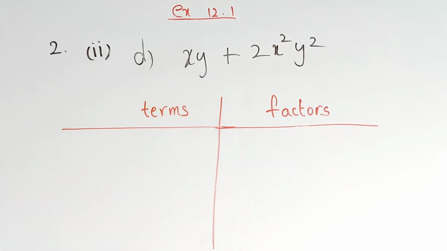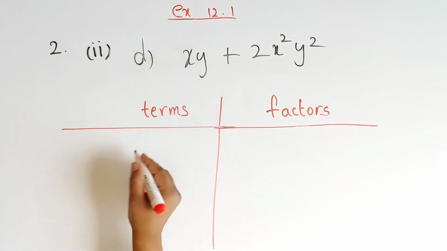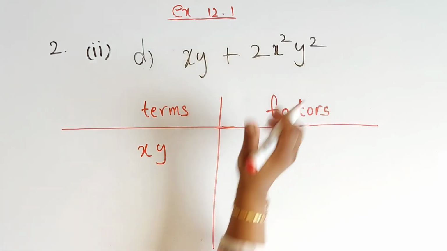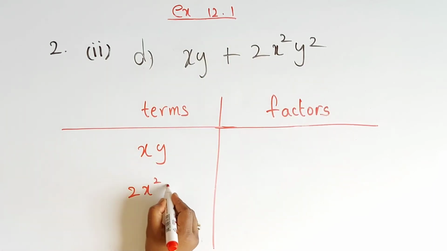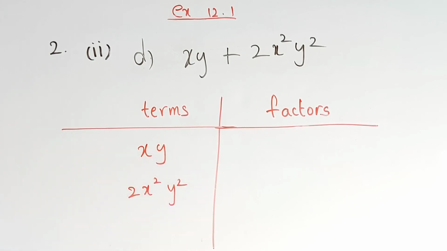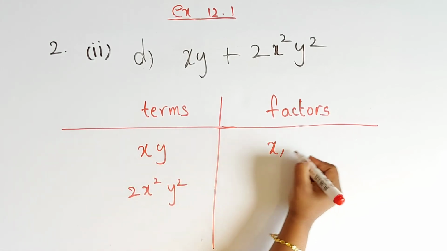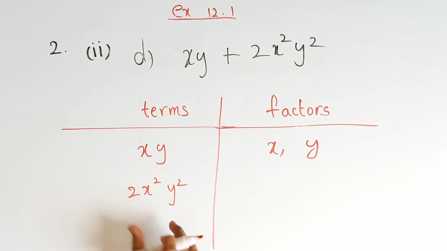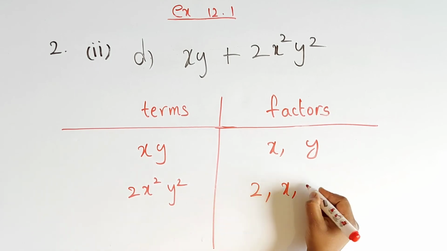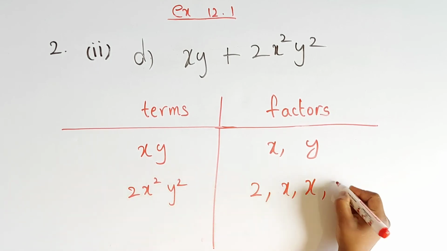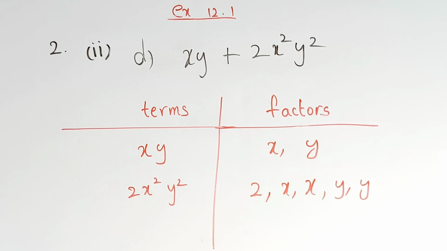Question D, xy plus 2x square y square. xy is one term, 2x square y square is another term. Now check the first term here. Here we have factors x and y. Now here we have factors 2, x square means we can write it as x into x, so x and x, y square means y, y. Right, children?